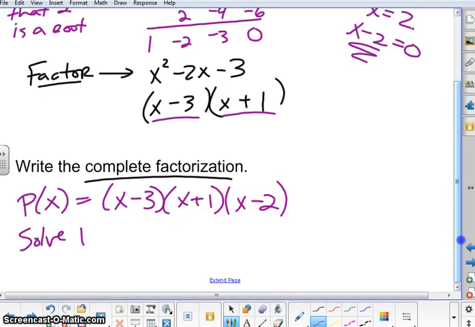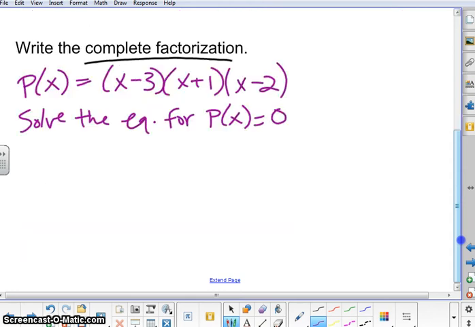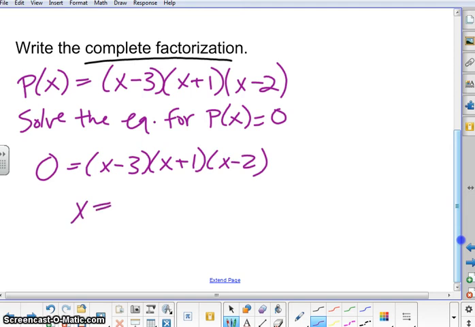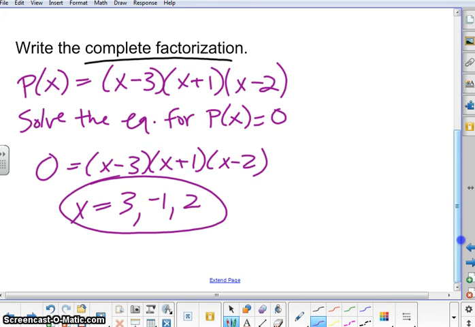Okay, and then after that, let's solve the equation for p of x equaling 0. So this is where the zero product property is going to help us out. And we set all of those equal to 0 to get 3, negative 1, and 2 for all of our roots. All right, this concludes 11.2.